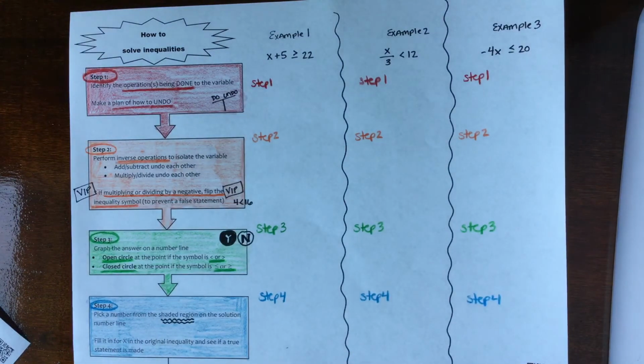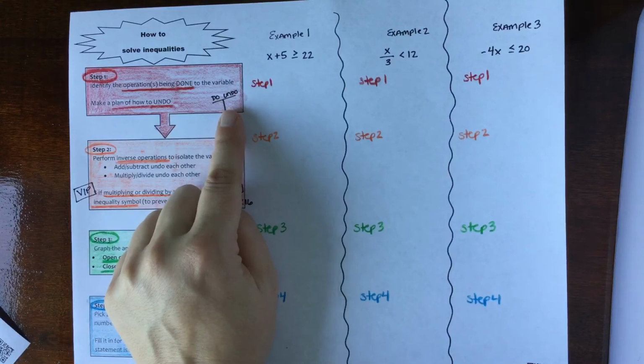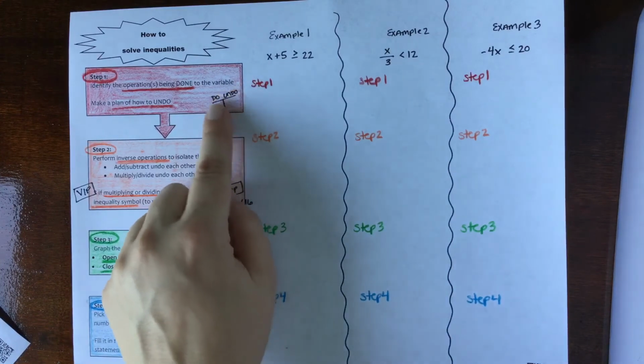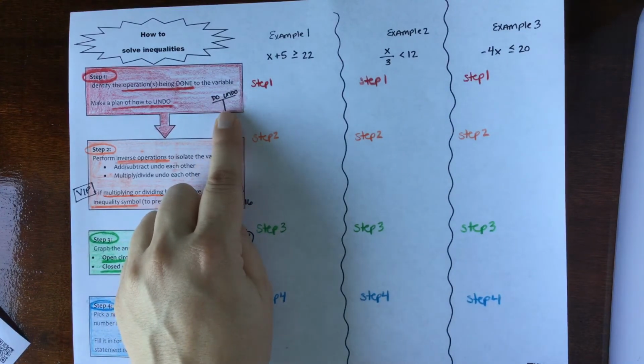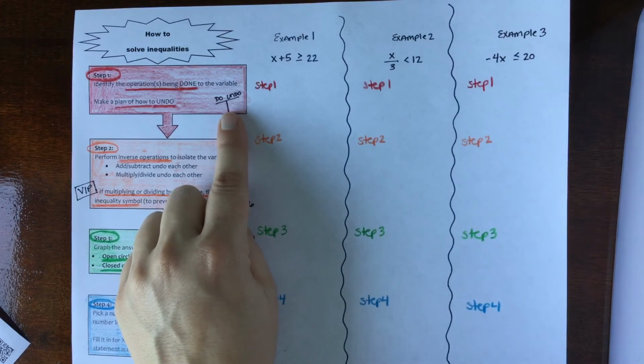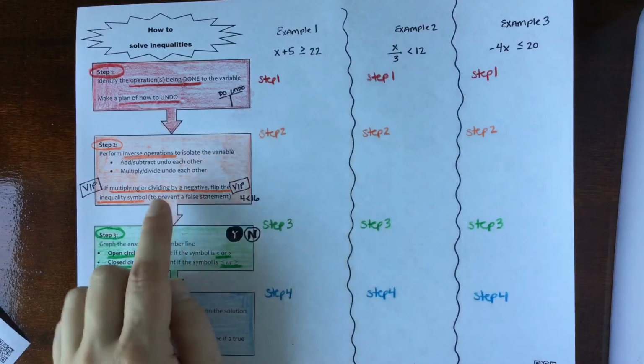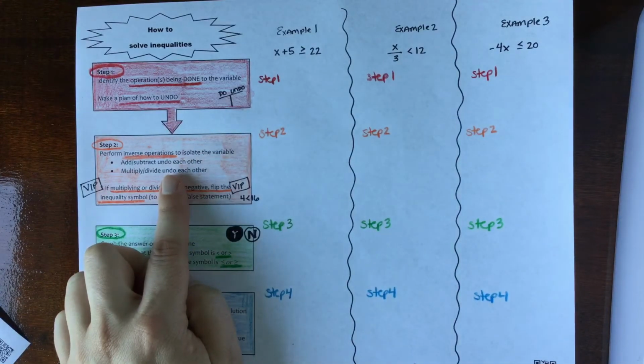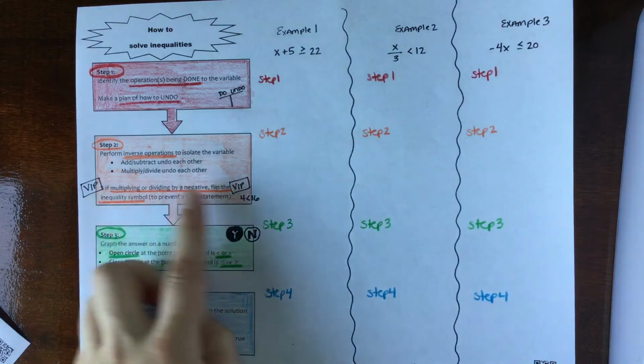The annotations that I added about step 1 is identify the operations that are being done and make your plan of how to undo them. I drew a little do-undo T-chart as a visual example of what that step involves. For step 2, I'm going to perform inverse operations, and this is very important.